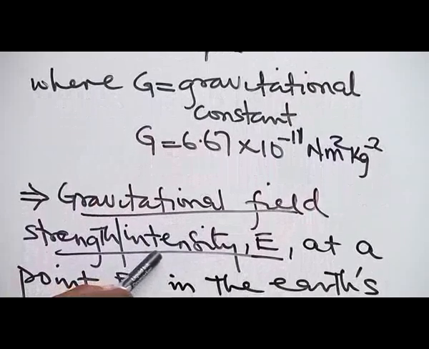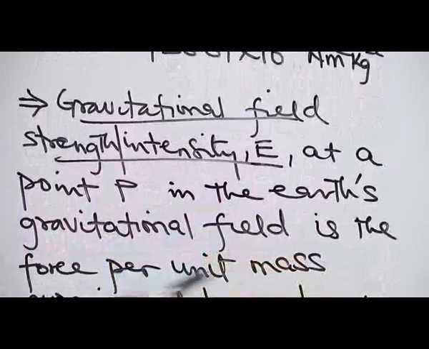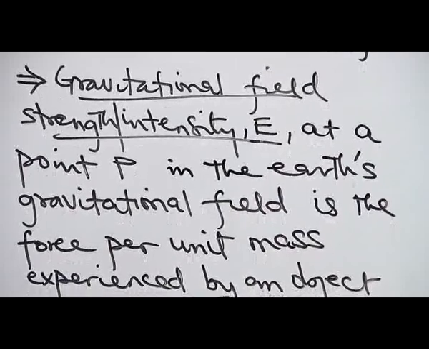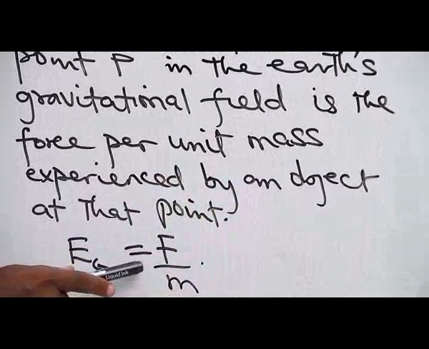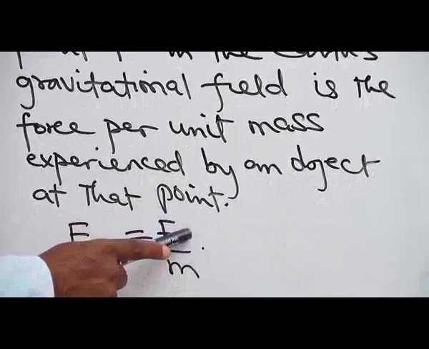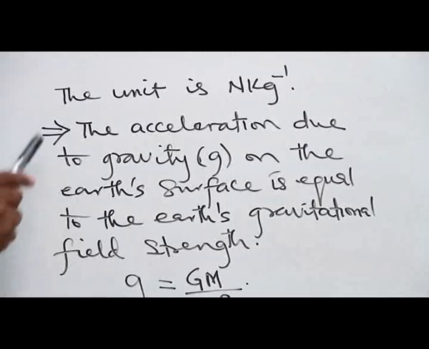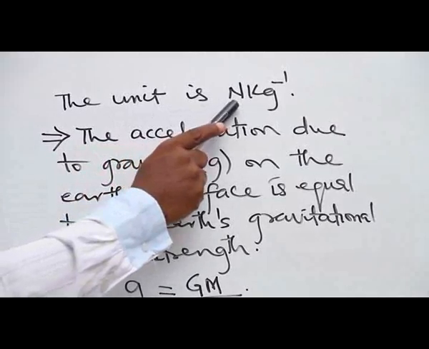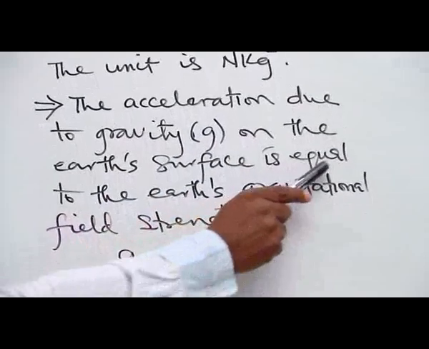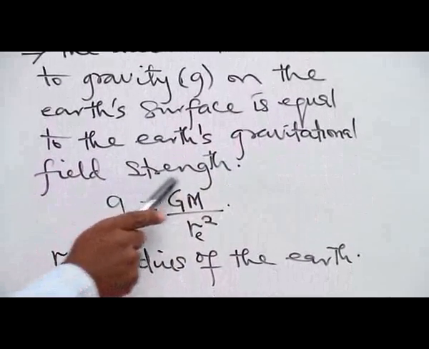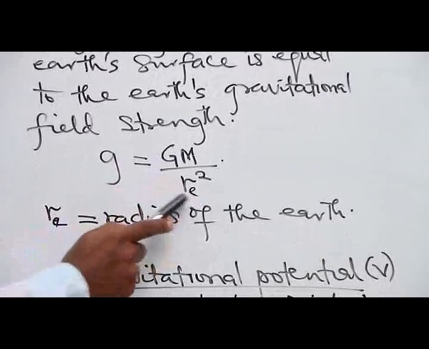Gravitational field intensity or gravitational field strength E at any given point in the Earth's gravitational field is the force per unit mass experienced by an object at that point. In formula terms, gravitational field strength is given by F, the force experienced by the body at that point, divided by the mass of the body there, F over m. The unit of gravitational field strength is newton per kilogram. The acceleration due to gravity on the Earth's surface is equal to the Earth's gravitational field strength. The gravitational field strength is given by GM over R squared, where R is the radius of the Earth.